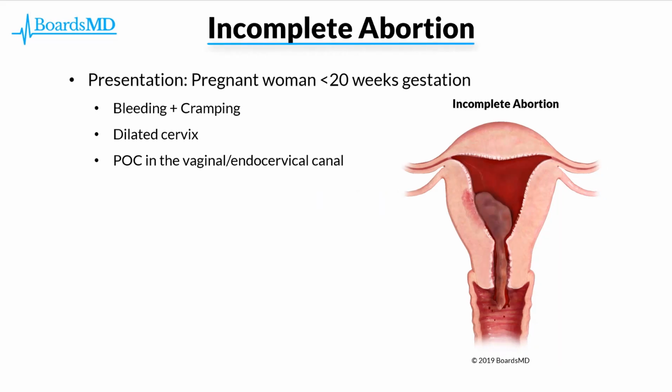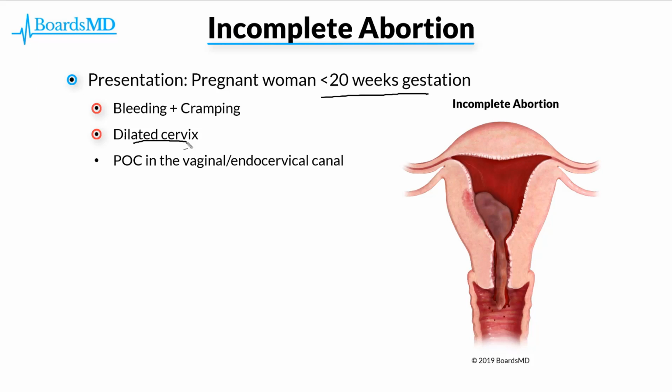In an incomplete abortion, our patient once again is going to be a pregnant woman who is less than 20 weeks gestation. She will present with vaginal bleeding and cramping, as well as a dilated cervix. So far, this is similar to our inevitable abortion.